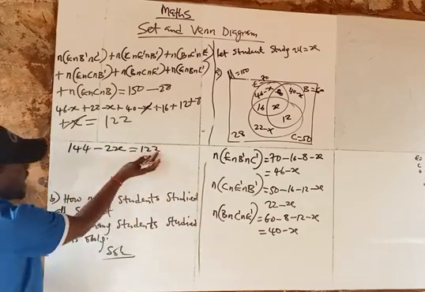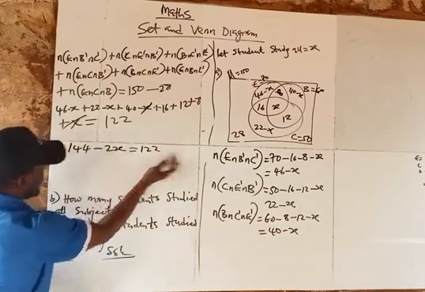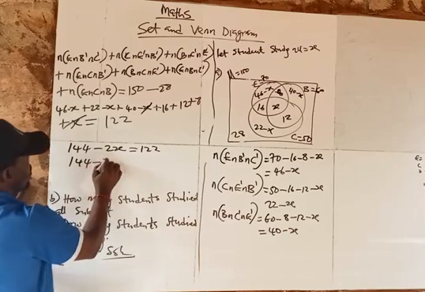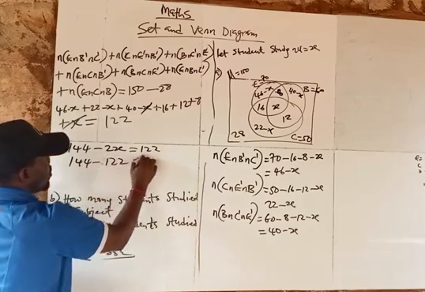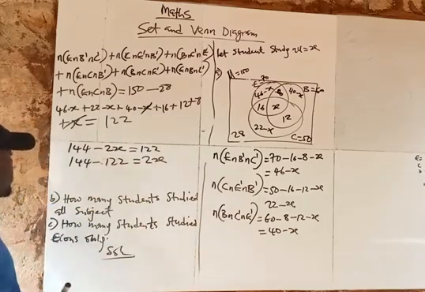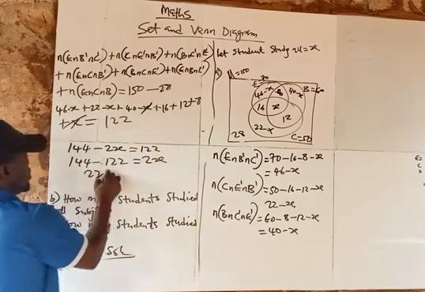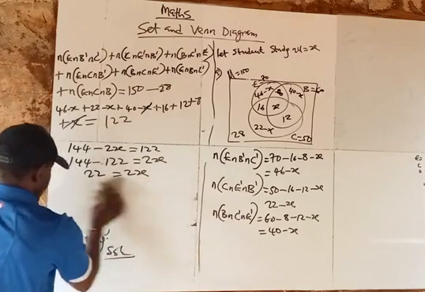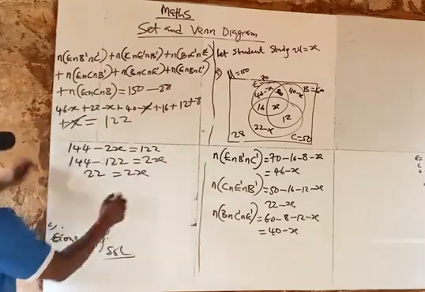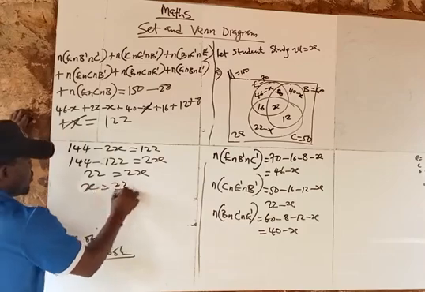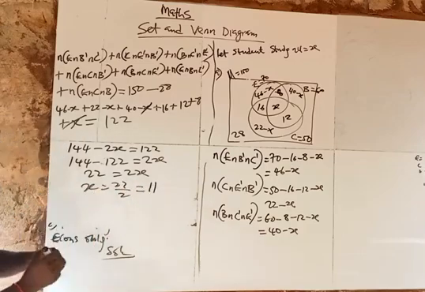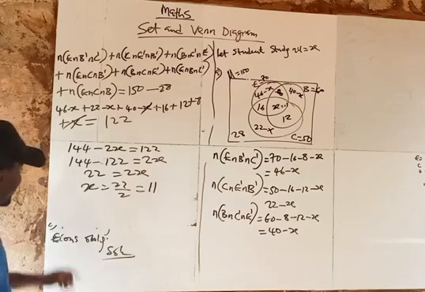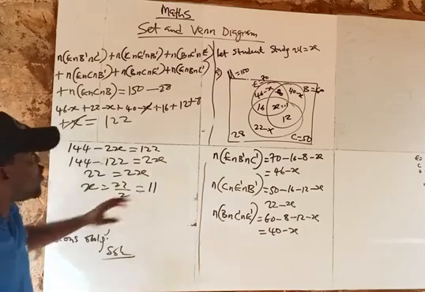Collect like terms now. I can bring this one here and take this one back so that we remove the negative sign. 144 minus 122 is equal to what? 2x. If I subtract this, this will give me 22 is equal to 2x. Let me wipe this place. Okay. Now, dividing both sides, x will become what? 22 over 2, which is equal to 11. So the number of students that study everything here now is 11. You get it?